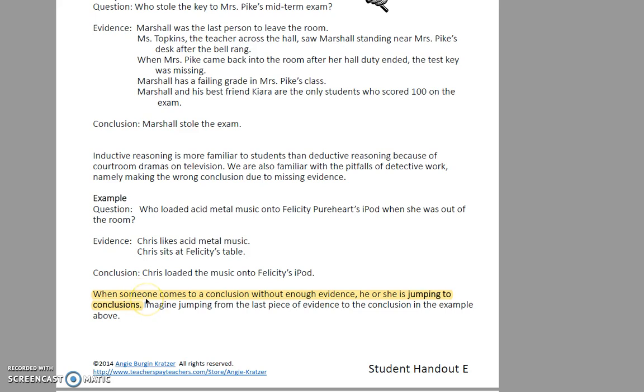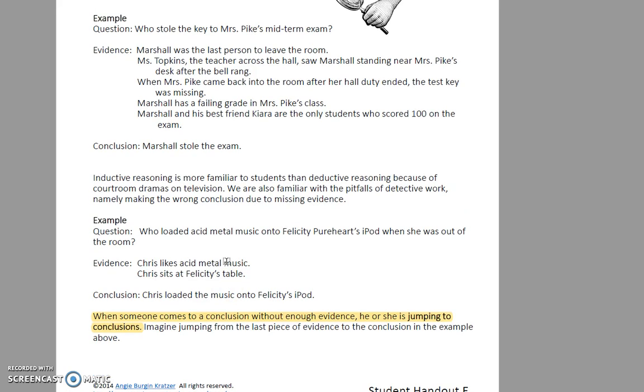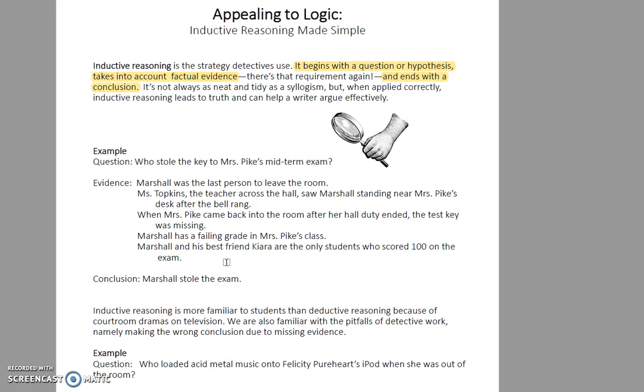This is what's known as jumping to conclusions. Okay, highlight, circle, underline this part down here. When someone comes to a conclusion without enough evidence, he or she is jumping to conclusions. Imagine jumping from the last piece of evidence, Chris sits at Felicity's table, to the conclusion in this example, right? How ridiculous is that? Okay, so that is inductive reasoning.